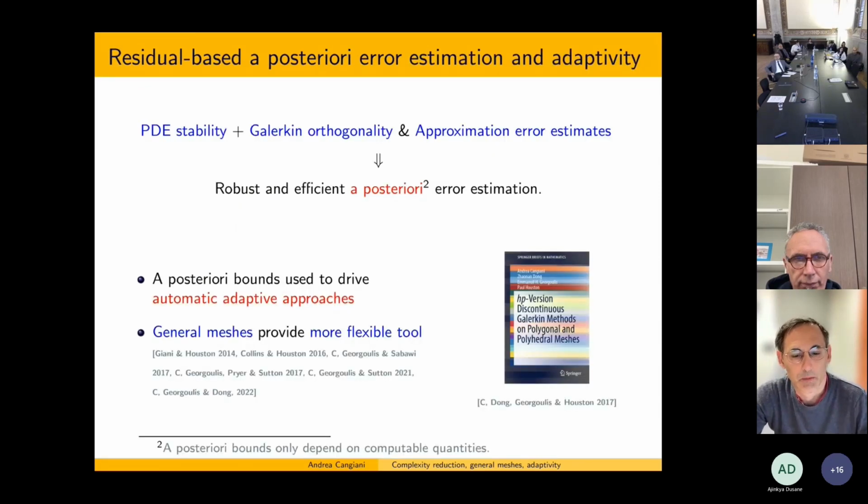So how do you do this adaptivity? Theoretically, you combine PDE stability with Galerkin orthogonality and appropriate approximation error estimates to derive an a posteriori error bound. I'll show you an example in a second. An a posteriori error bound is an error bound that only involves the quantities that you compute and not the unknown exact solution, and it can be used to drive the adaptive procedures. And again, general meshes provide more flexibility to do that. For instance, the issue of producing hanging nodes is completely solved in this respect.